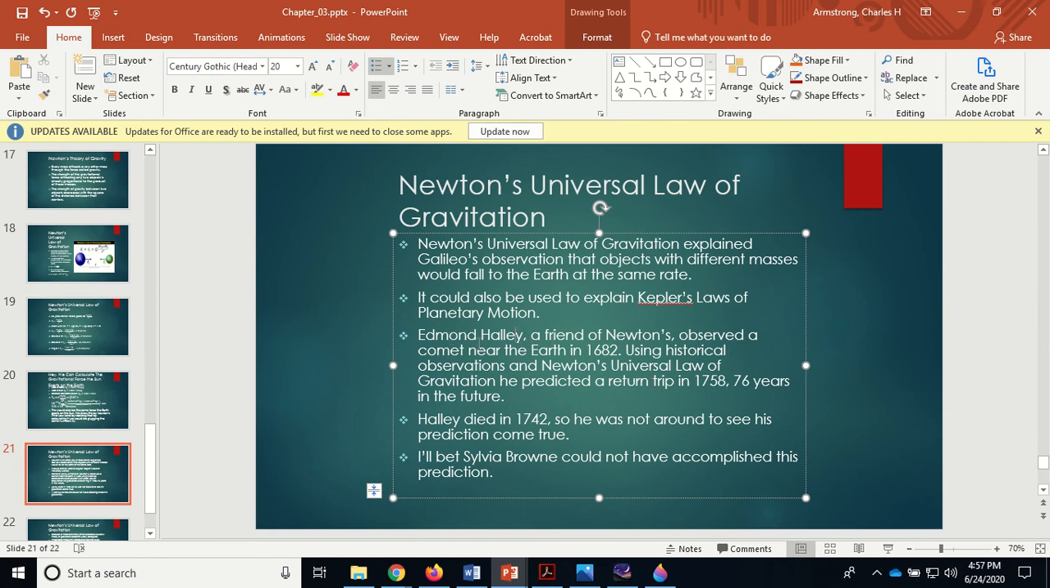So anyway, and then you've got Edwin Hillary predicting the return of his comet. Edmund Halley. I think Edmund Hillary was the guy who first climbed Mount Everest. Edmund Halley, a friend of Newton's, observed a comet near the Earth in 1682. Using historical observations and Newton's universal law of gravitation, he predicted a return trip in 1758, 76 years in the future, and it came back. Halley died in 1742, so he wasn't alive to see it, but it got named after him.